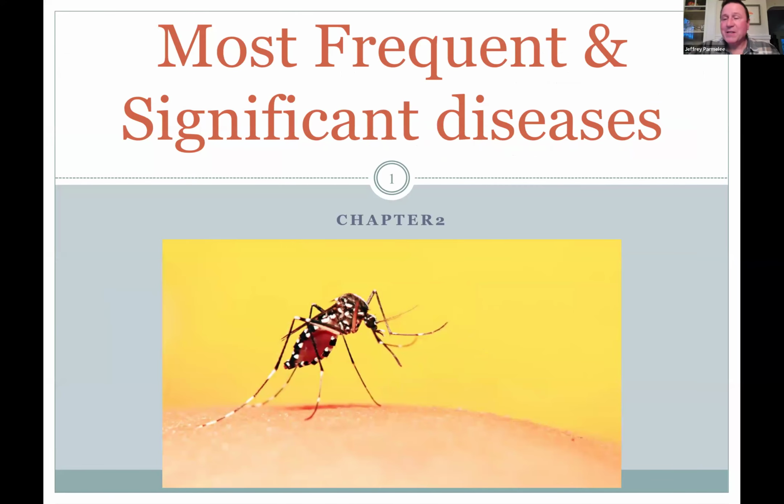And this mosquito reminds me that when we talk about disease and mortality, it depends where in the world you are. We're going to talk about the US. Is it Maine? Is it worldwide? And it makes a big difference. Malaria is a huge killer worldwide, but not so much in the United States.